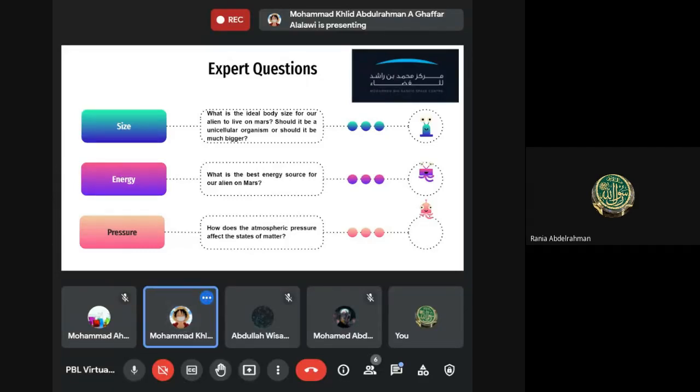much bigger? And the second question was about energy. What is the best energy source for our alien on Mars? And lastly, pressure. How does the atmospheric pressure on Mars affect the state of matter?